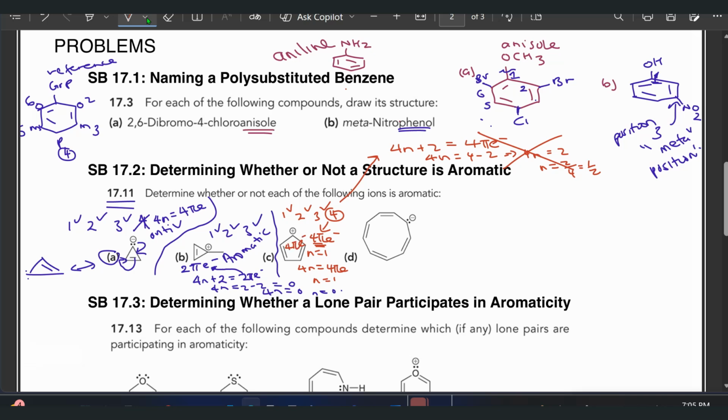Since I know 4 pi electrons is divisible by 4, I can skip the plus 2 and just do 4n equals the number of pi electrons. But no, you are testing for anti. Okay, so that's proving that this is anti and not aromatic? Yes, if and only if rules 1, 2, and 3 were correct. Okay.